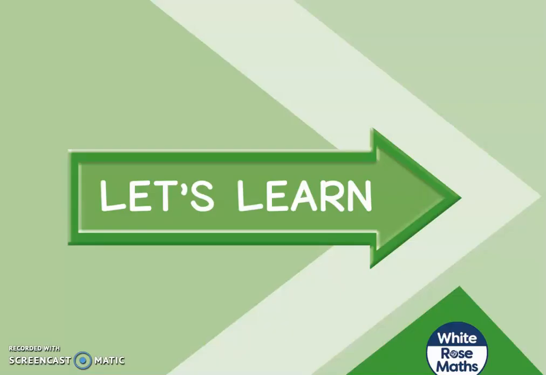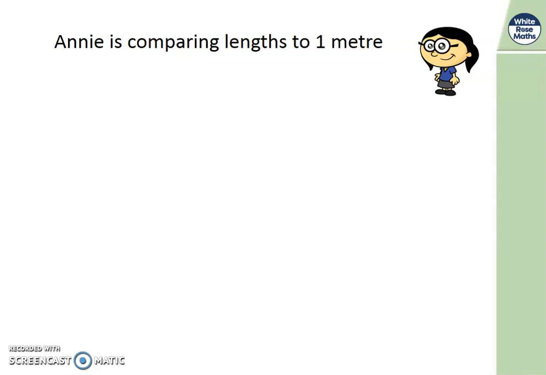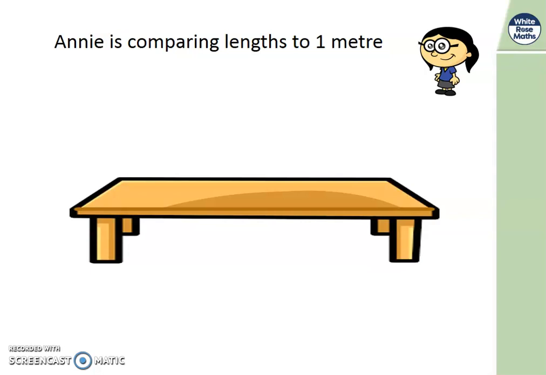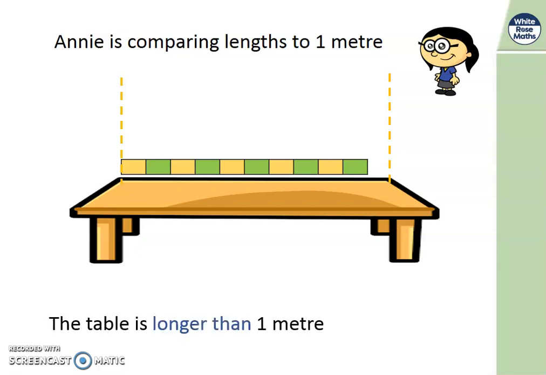Let's apply our learning today. Annie is comparing lengths to 1 metre. Here is a table in her classroom, or it could be in her home. Here is her metre ruler. It starts here and the table ends here. How does the table compare to the metre ruler? The table is longer than 1 metre. Well done if you spotted that.